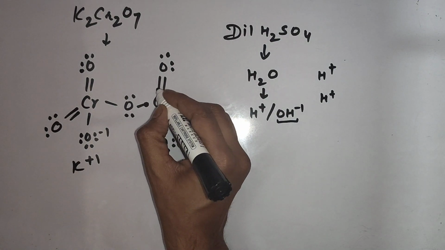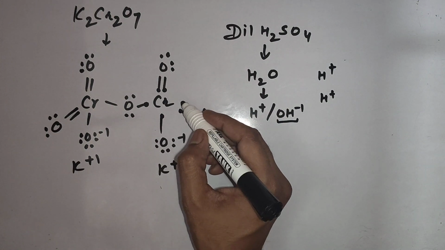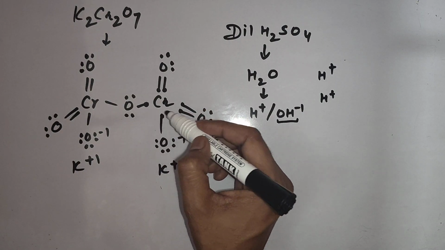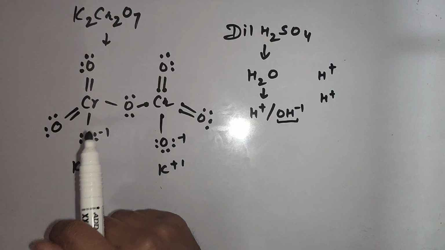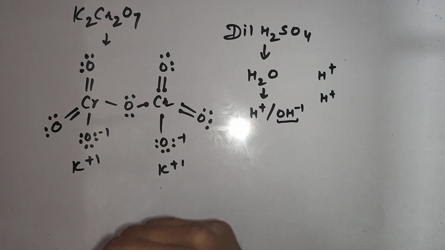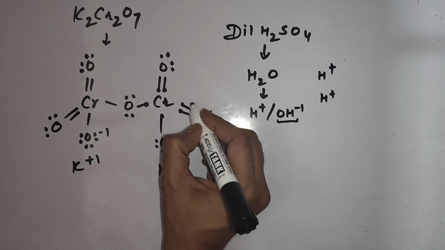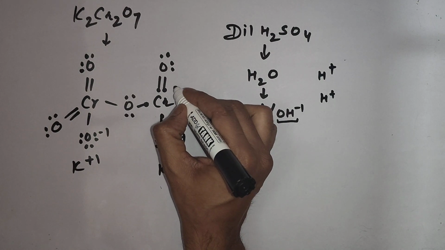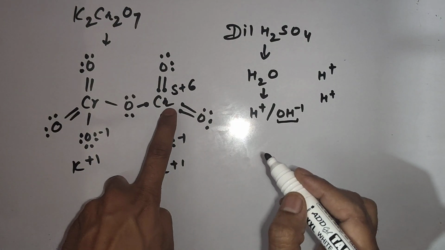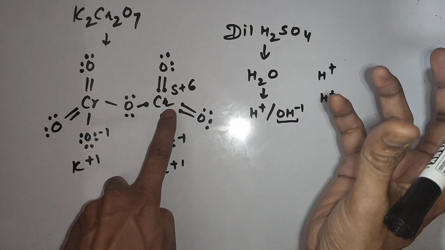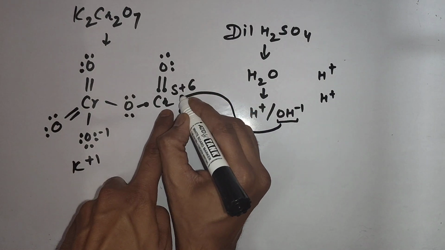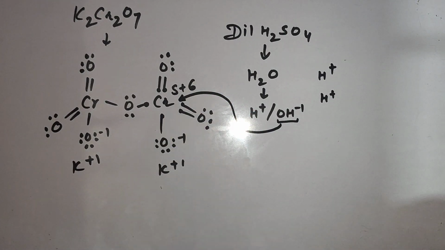Check, chromium is surrounded by 6 electrons, 1, 2, 3, 4, 5, 6 electrons which are getting shared with oxygen, and as we know oxygen is highly electronegative, so all these 6 electrons are going toward the oxygen side. That's why this chromium atom is carrying partial +6 charge. Now due to this +6 charge, it has a tendency to attract negative particles, which it is doing. After this, what will happen?